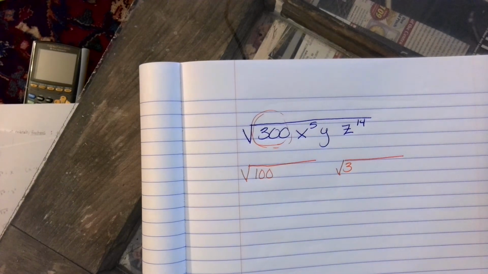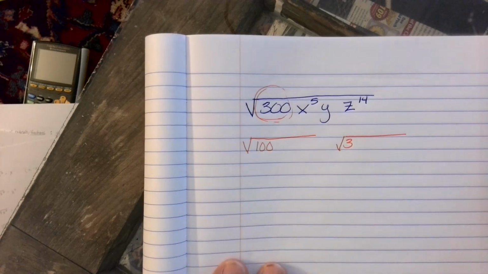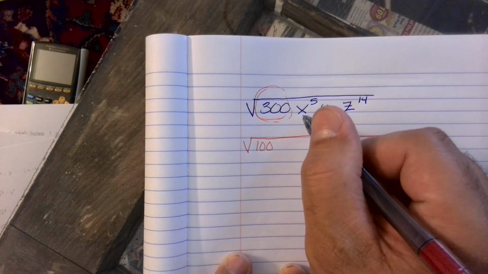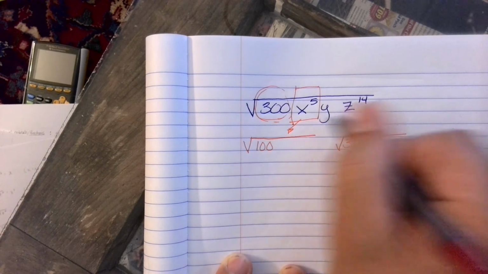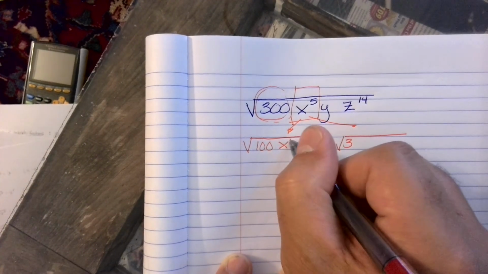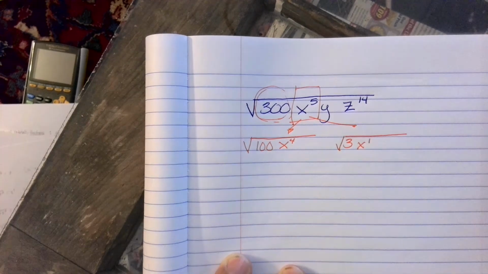Right? 100 is a perfect square. X to the 5th, is that a perfect square? No, x to the 5th is not a perfect square. But this could be broken up as x to the 4th and x to the 1st.